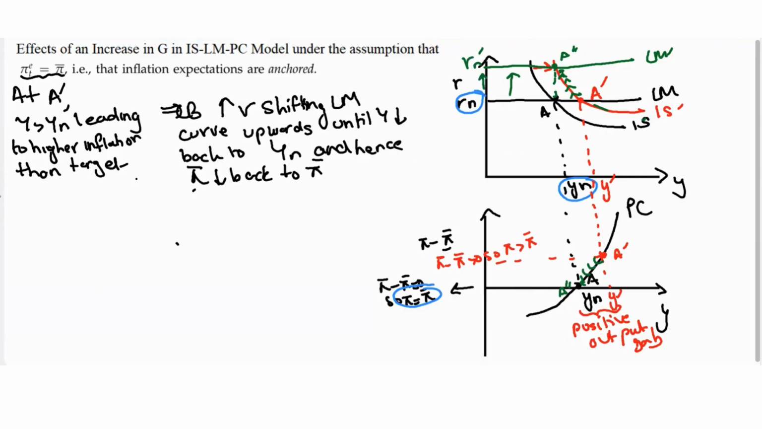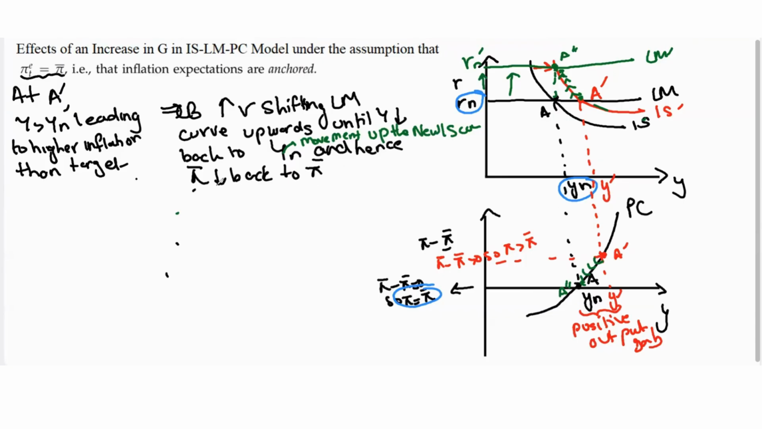So this is what's going to happen over here. Central bank increases are shifting the LM curve upwards until Y decreases back to Yn, right? So this is a movement of the new IS curve, from A prime to A double prime, because when the central bank increases interest rates, we know that reduces investment, which reduces demand, which reduces output, and this will keep on going until you reach back at Yn.